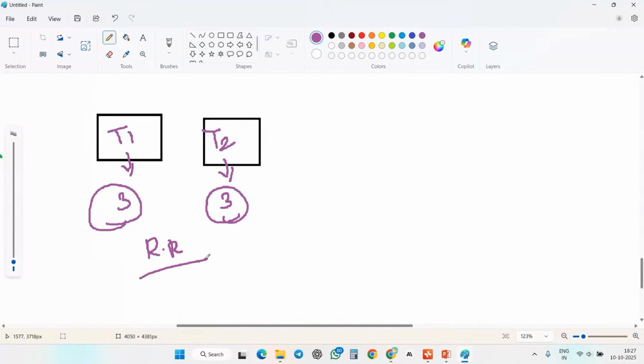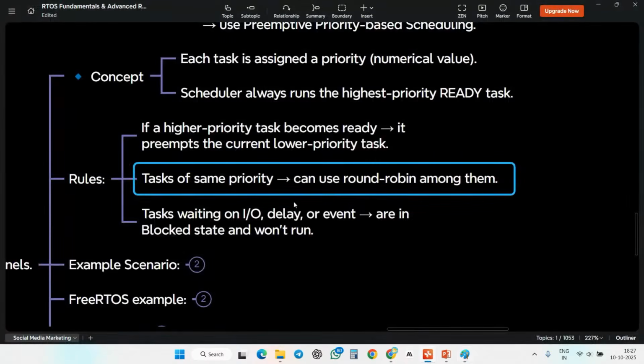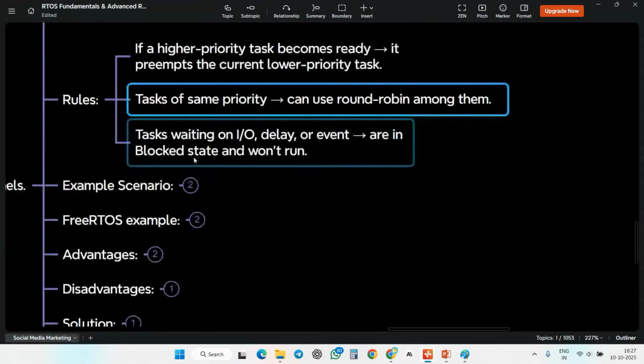What is the round robin technique? It uses a time quantum, and tasks are scheduled by it. It's just sharing the time. We will discuss this round robin technique again.